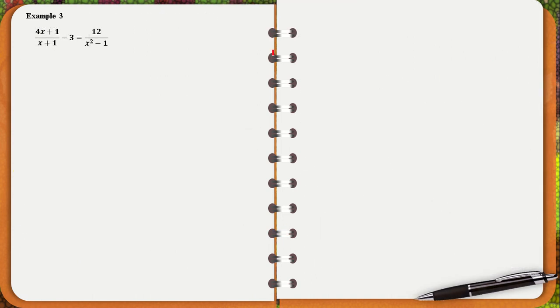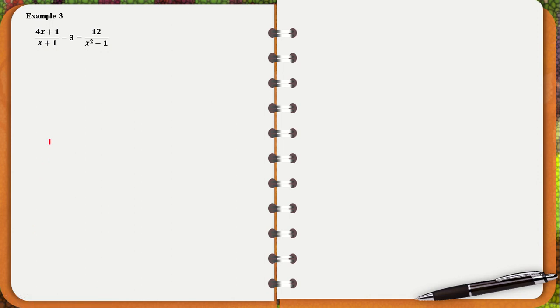Punta tayo dito sa example number 3, which will be our last example. So we have 4x plus 1 over x plus 1 minus 3 is equal to 12 over x squared minus 1.